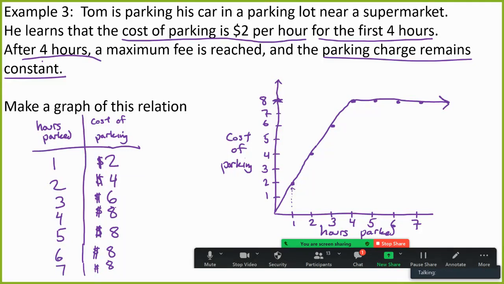Oh, okay. So it continues just to be $8. It continues, correct. Yes. Now, if it hadn't said the parking charge remains constant after 4 hours, then I would have just kept going up by 2 every hour. But they threw in that extra little thing. And so that's how we modeled it with our table and then with our graph.